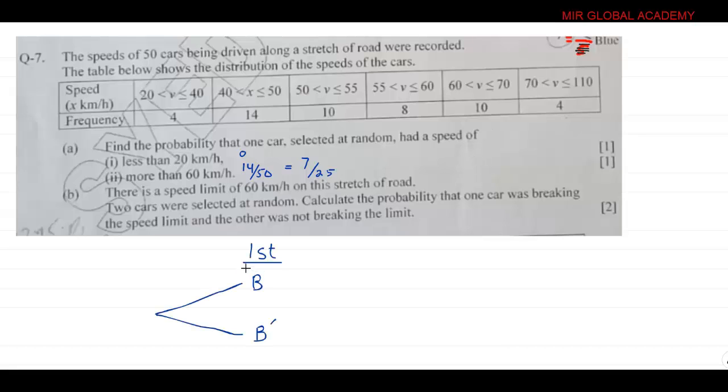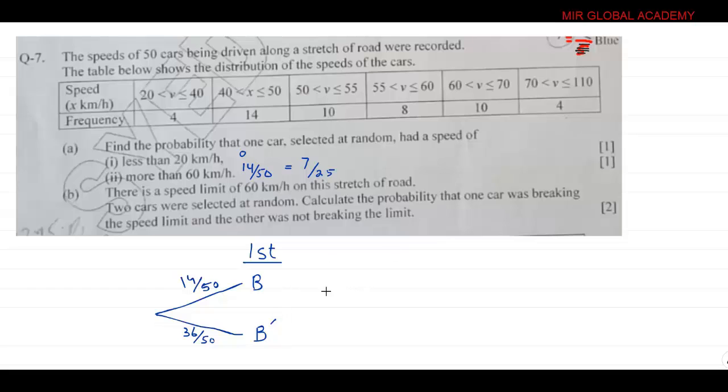For the first car, it may break the limit, or B complement, not break the limit. Breaking the limit is 60 km/h. So 10 plus 4, 14 cars have speed greater than 60. So they are breaking the limit. So 14 cars out of 50. So 14 over 50 is the probability of the cars breaking the limit, and 36 over 50 will be those who are not breaking the speed limit, those who have speed less than 60 km/h.